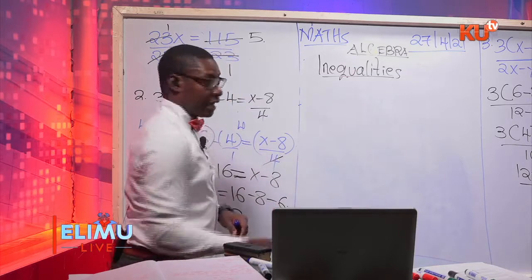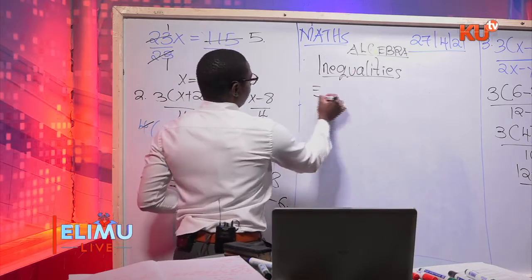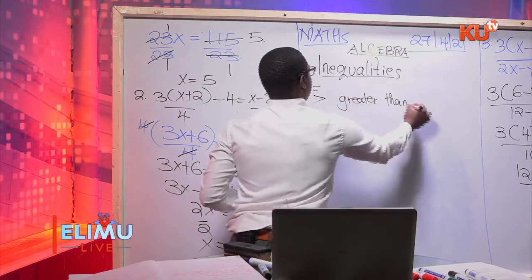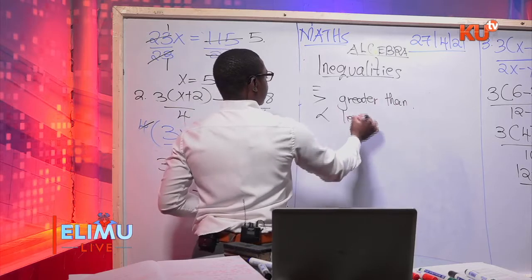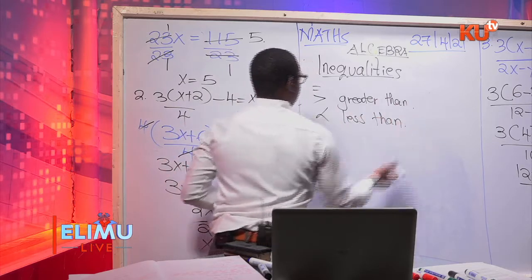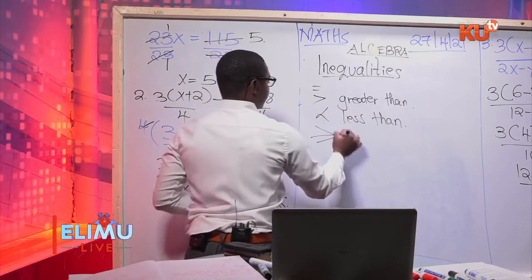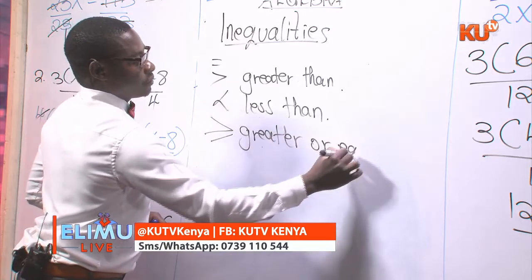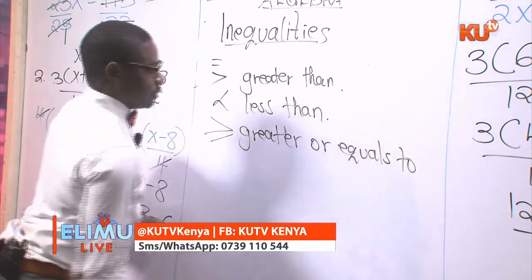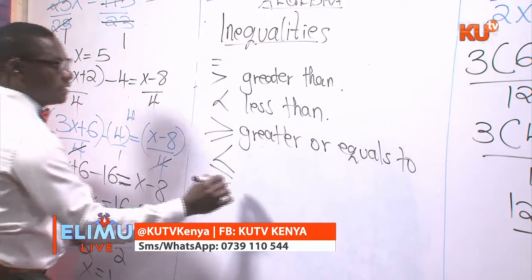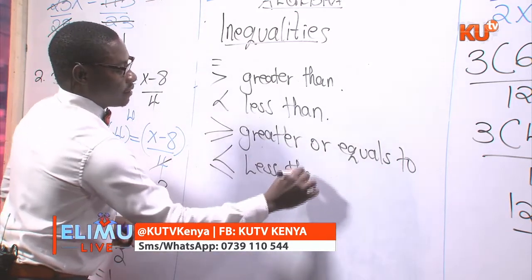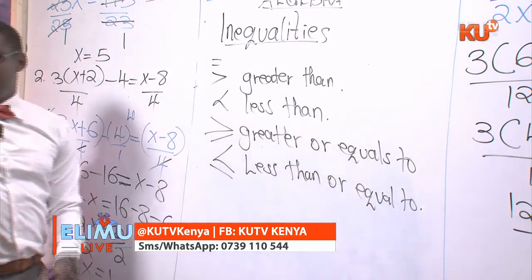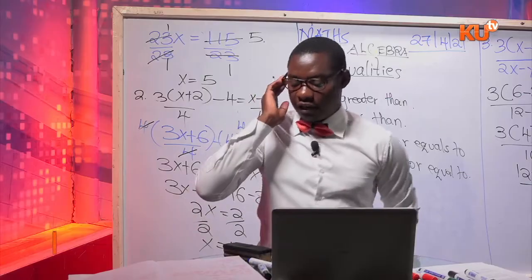So inequalities, this is an equal sign. We all know that. This means greater than. This one here means less than. So when we have this and that, it means greater than or equal to. When we have this one here, it means less than or equal to. So you can have calculation of questions that have inequalities.